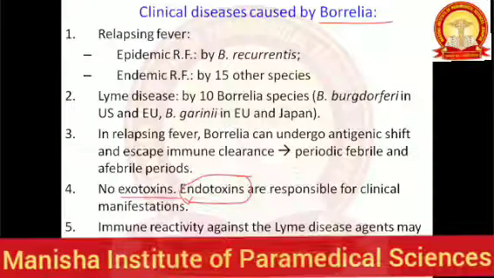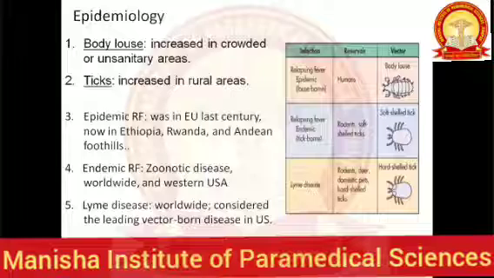Immune reactivity against the Lyme disease agents may be responsible for the clinical disease. So again, the actual basis of causing or establishing this disease lies in the host immune defense. They produce some materials and fabricate themselves using the host materials. So when the host tries to go against that, it will destruct the whole balance of the immune system, and that's how the immune system goes down and the disease starts to thrive. So that is the way of creating this disease.